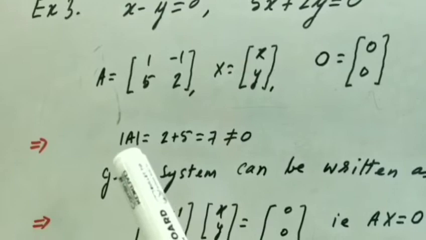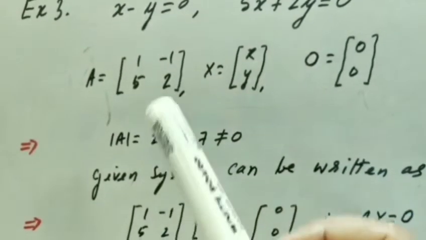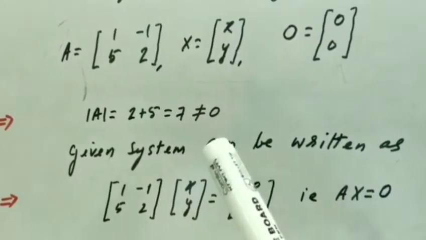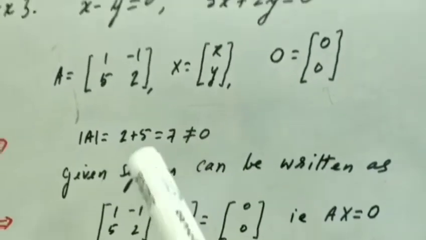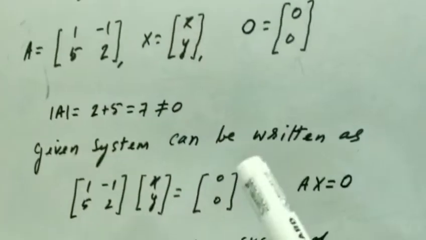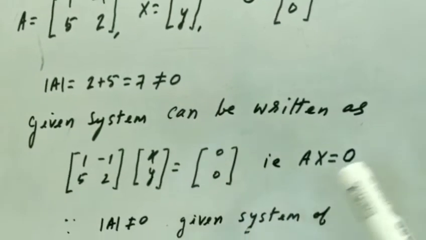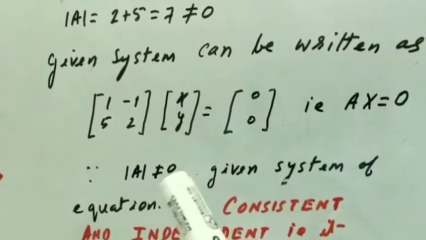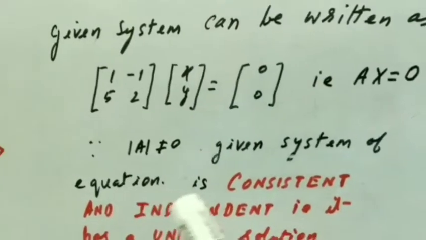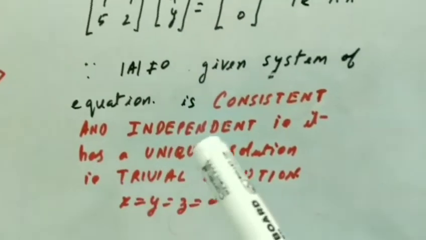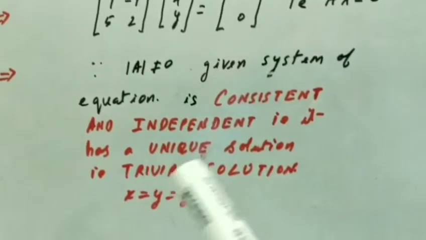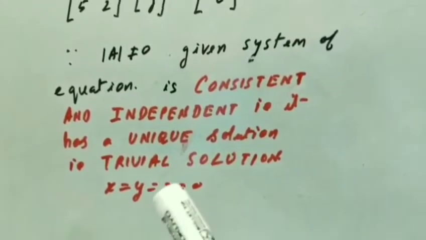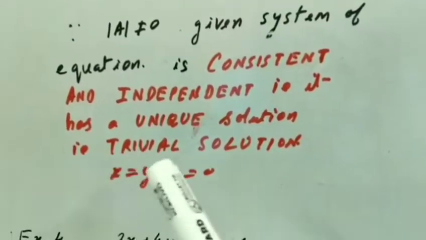First we need to find the determinant of A: 1 into 2, 2, minus into minus 5, so it is equal to 7, which is not equal to 0. Therefore, the given system of homogeneous equations can be written this way: Ax is equal to the null matrix. Since the determinant of A is not equal to 0, the given system of equations is consistent and independent. That is, it has a unique solution, the trivial solution: x is equal to y is equal to z is equal to 0. This is trivial, remember.